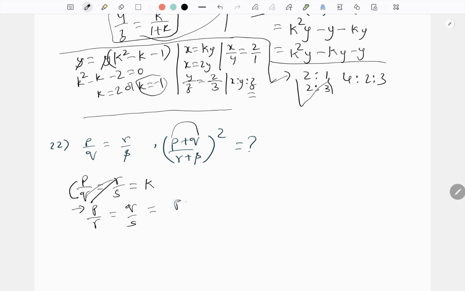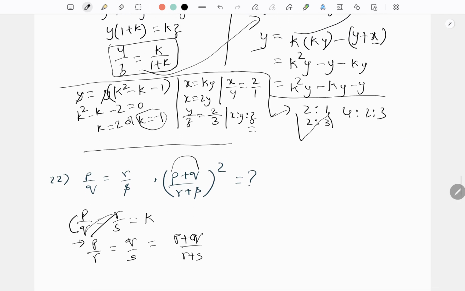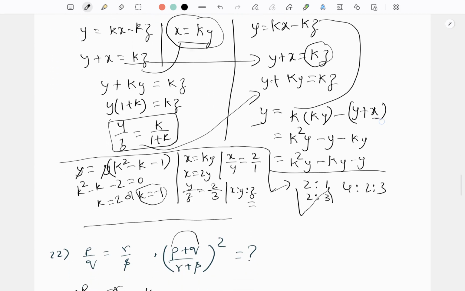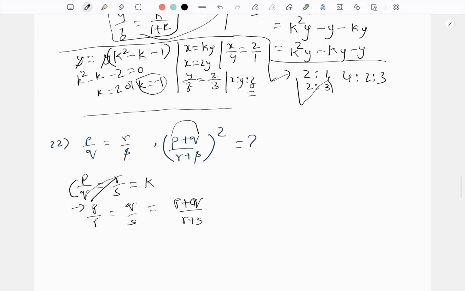Now we can write this as P plus Q by R plus S. We know already the identity. Hence we can write it. Finally we got P plus Q by R plus S. Now if I square this, it can be equal to Q by S whole square or P by R whole square. Okay. Hope you understood this.